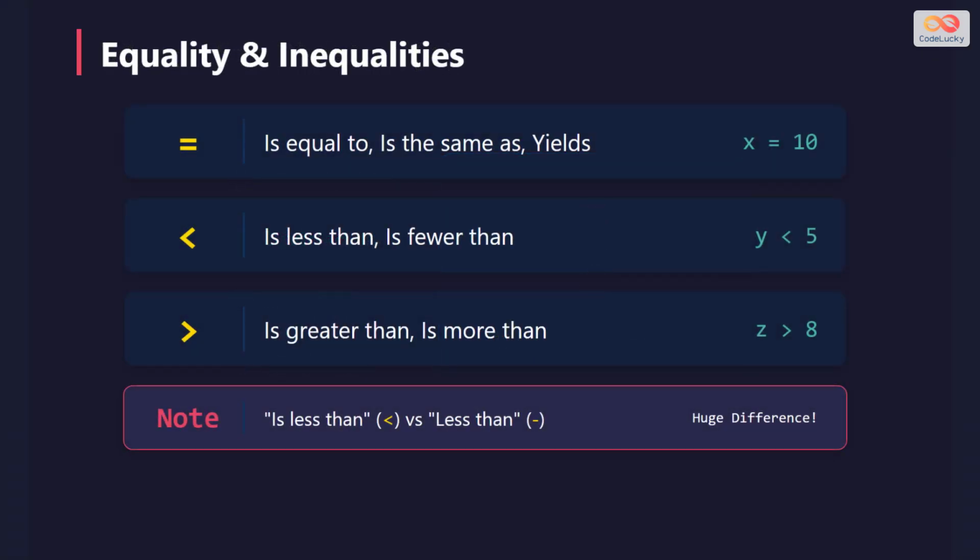Symbols define the relationship. The equal sign means is equal to or yields, but we also have inequalities. The arrow pointing left is less than. The arrow pointing right is greater than. Do not confuse is less than, which compares two things, with the subtraction phrase less than.